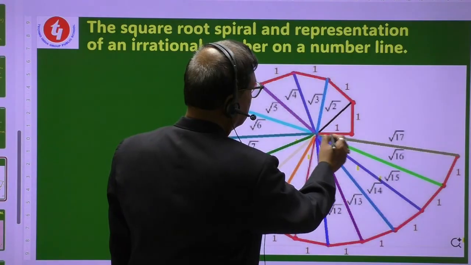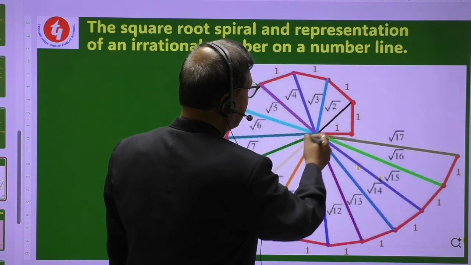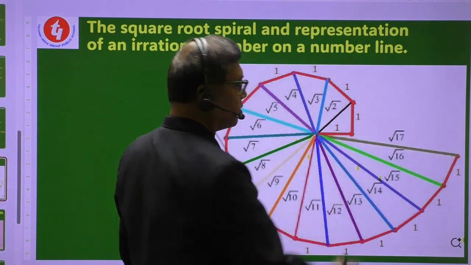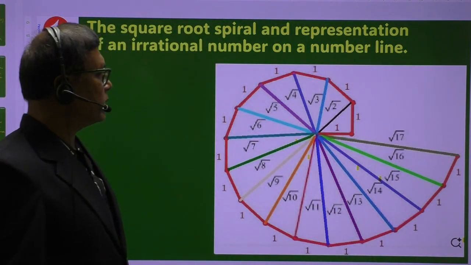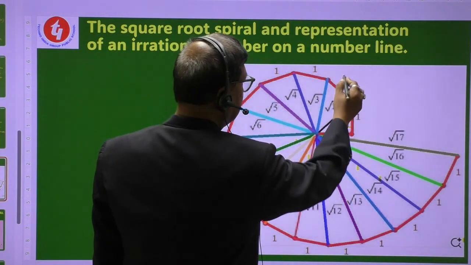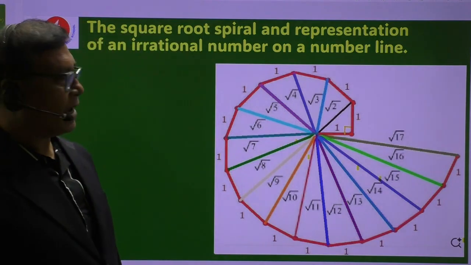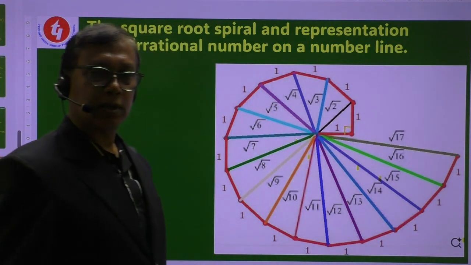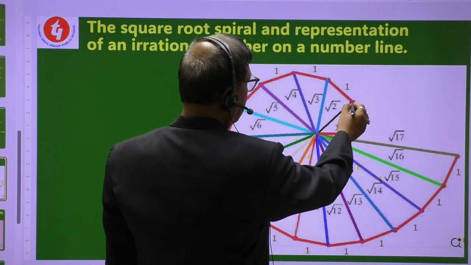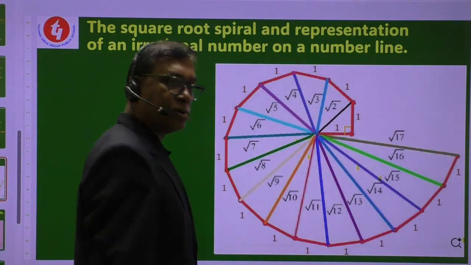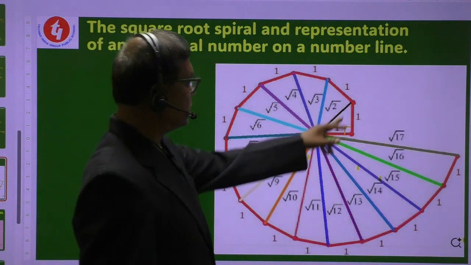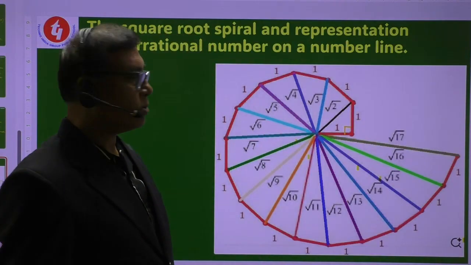First, one right angle triangle having two legs, 1 unit and 1 unit. So if you apply the Pythagorean theorem, then what is the hypotenuse value? Root over 1 square plus 1 square, that is root over 2. This hypotenuse value length is root over 2.